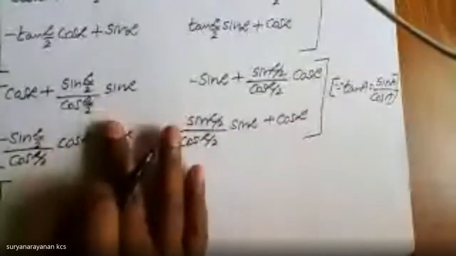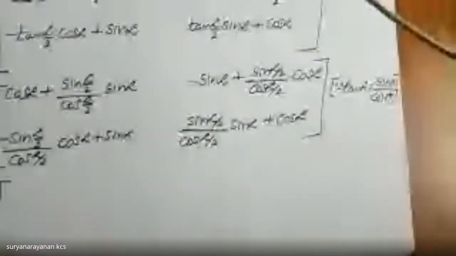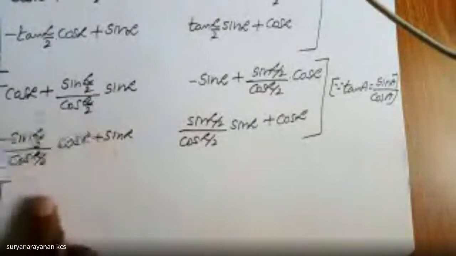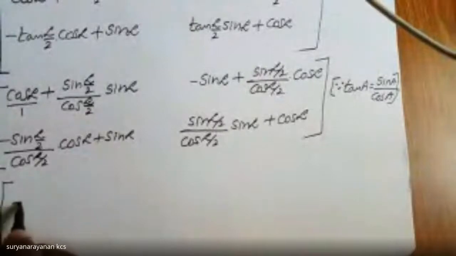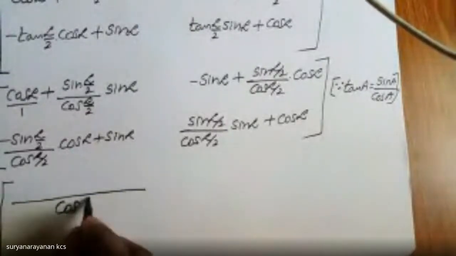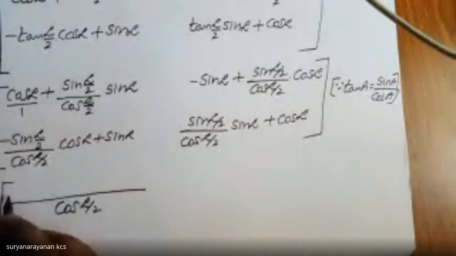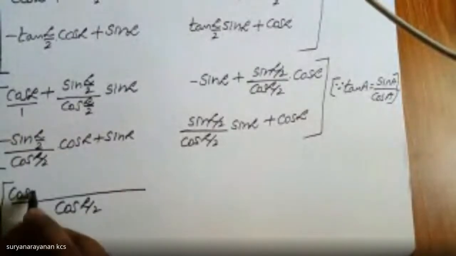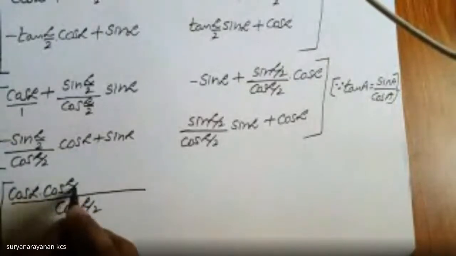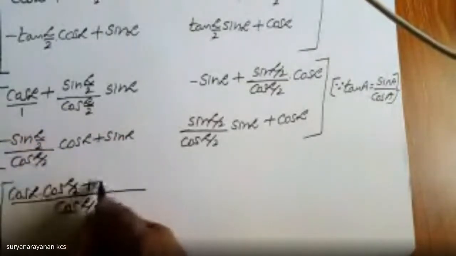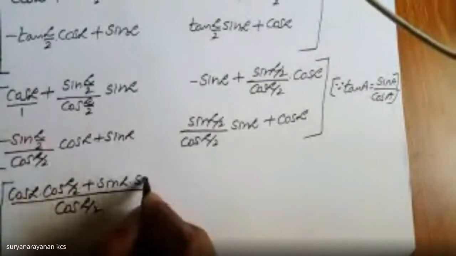Okay, for this question, this is an important step. We have to convert tan alpha by 2 as sin alpha by 2 by cos alpha by 2. Now take LCM for the denominators. LCM is cos alpha by 2. Then what will you get here? In the numerator, we get cos alpha into cos alpha by 2 plus sin alpha into sin alpha by 2. We get this expression.